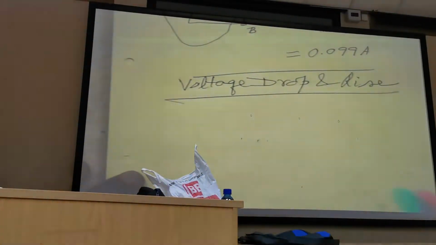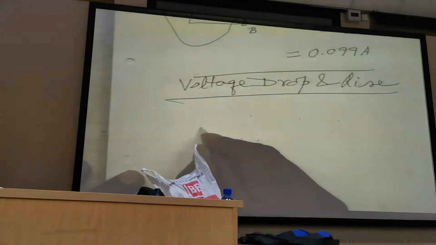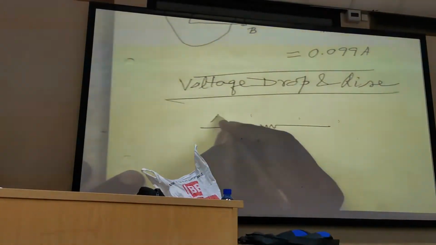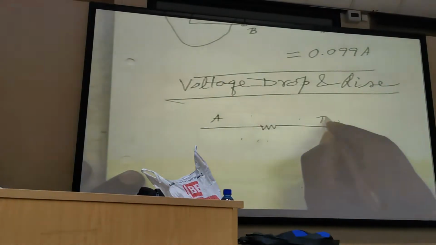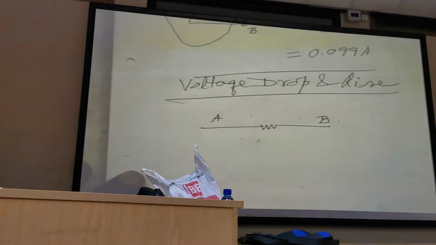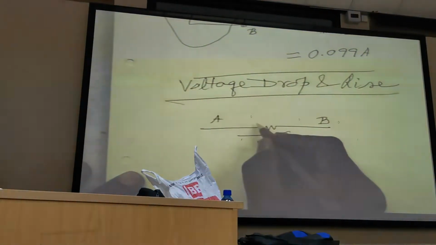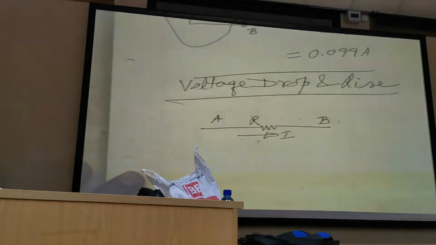So, now, we are dealing with voltage drop and rise in two cases. One is current flowing through a resistance, and the other one is we are having a battery, right? The first one is, say you have a resistance like that. The point is A here, the point is B here, right? The current flowing through this one is I, the resistance here is R, okay?